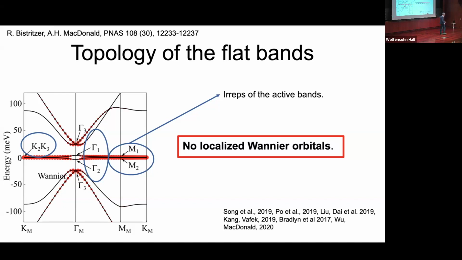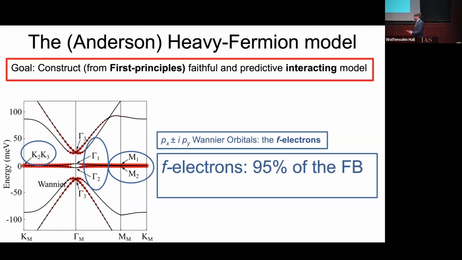the Bistritzer-MacDonald model. Now, as I said, there are no purely localized Wannier orbitals, as was actually pointed out first by Kang and Vafek early on, just for these two bands per valley per spin. And hence, I can't do it just for these two, but I should be able to do it for the bands in 50 to minus 50 milli-electron volts, because I know that I can have the correct representations of building blocks and atomic limits. And of course, it turns out I can.